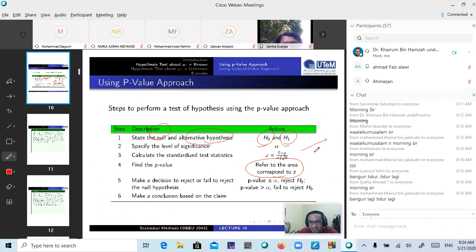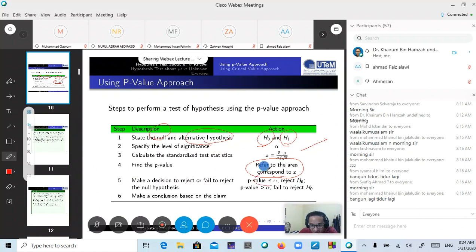Left tail, right tail, two tail. Macam mana nak dapat? Kejap lagi kita tengok. And then step 5, make a decision. How to make a decision? Based on the value of P by comparing with the value of alpha. If your P value is less than alpha, we reject H0. If P value is greater than alpha, fail to reject H0.